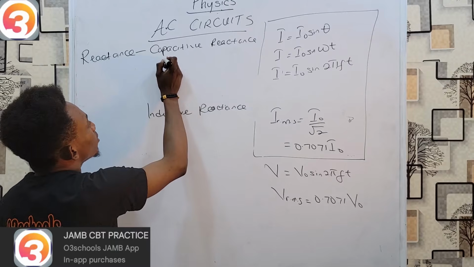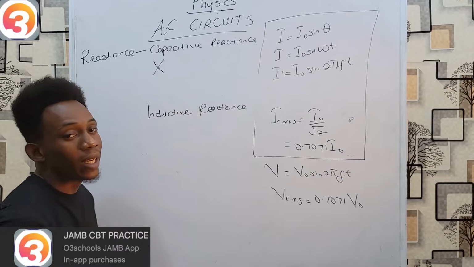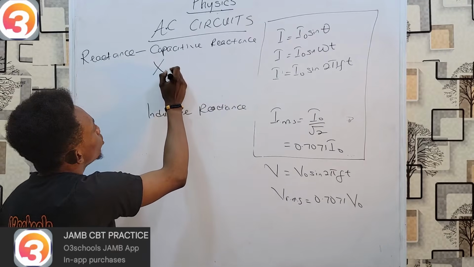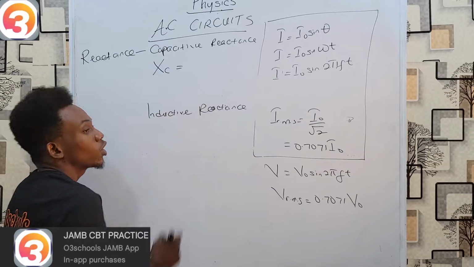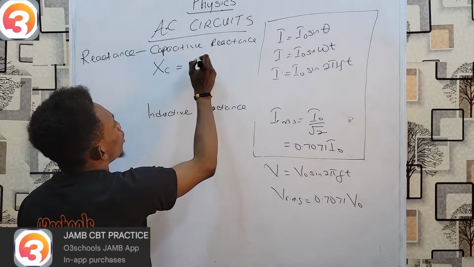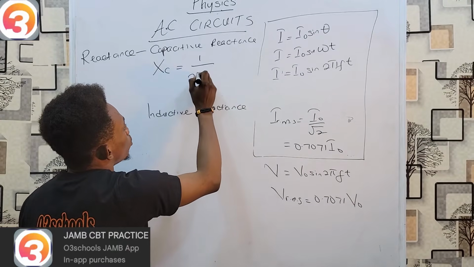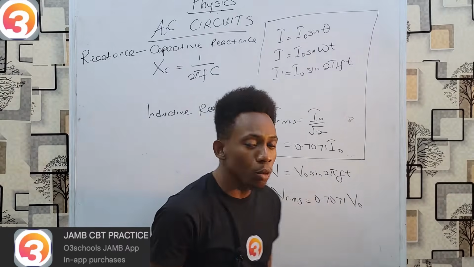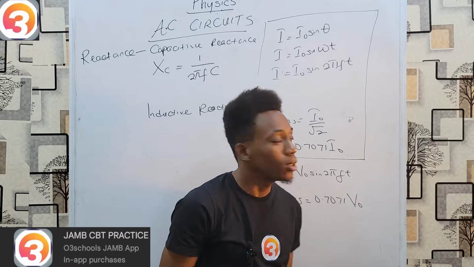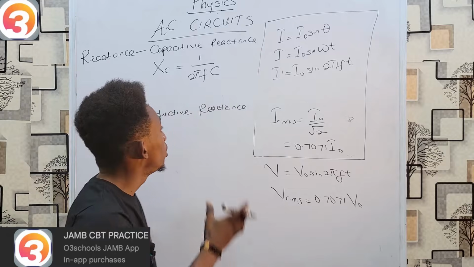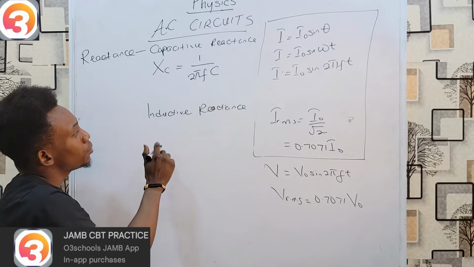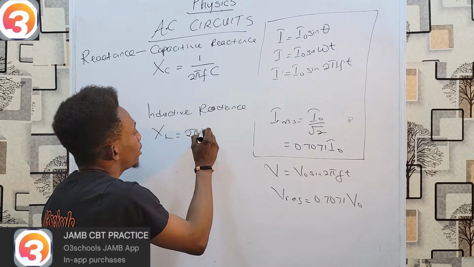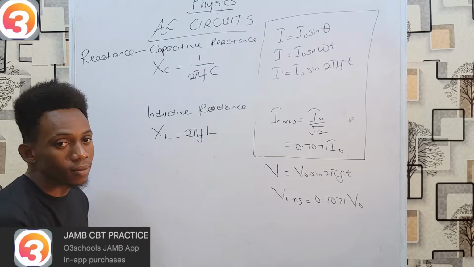So reactance is usually represented by letter X, but when dealing with that of a capacitor, we use XC. So capacitive reactance XC equals 1 over 2 pi FC. Now this topic is quite simple, but it has a lot of formulas. You have to try and keep up. Then inductive reactance XL is given by 2 pi FL.